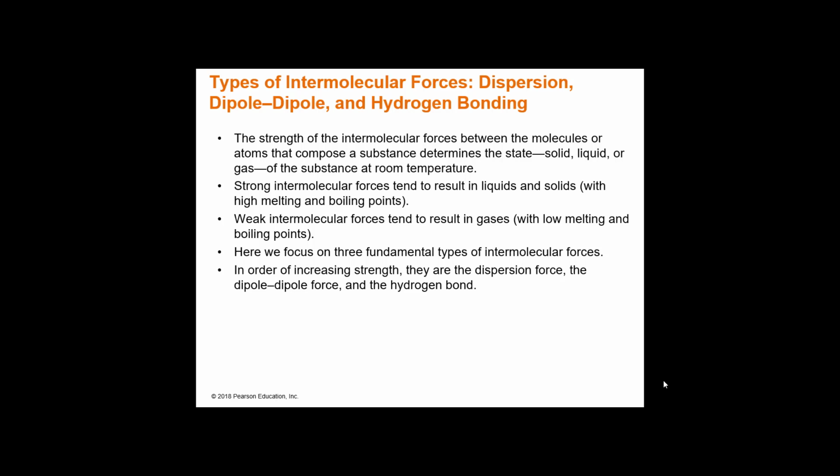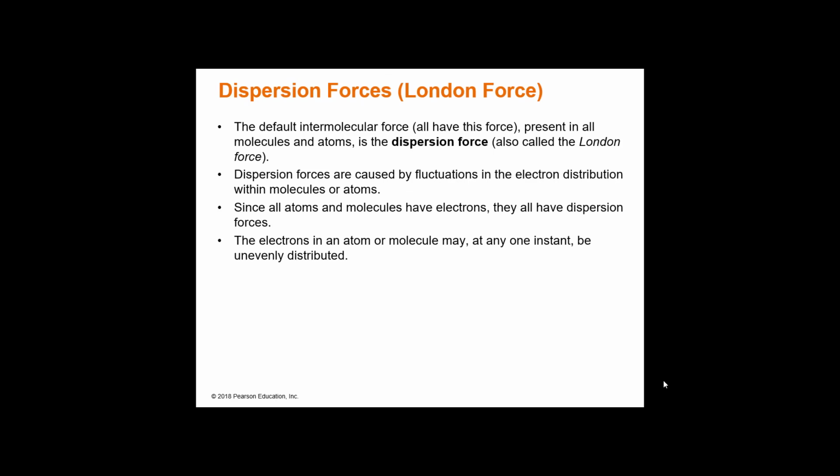Strong intermolecular forces result in solids and liquids. They tend to have high melting and boiling points. Weak intermolecular forces result in gases, and gases have low melting points and low boiling points as well. So we're going to look at dispersion, dipole, and hydrogen bonding in this section.